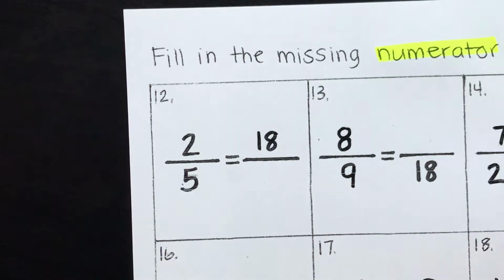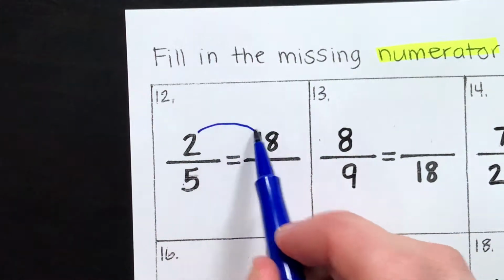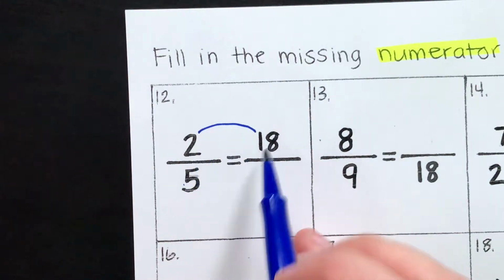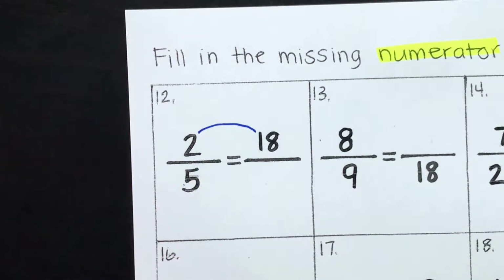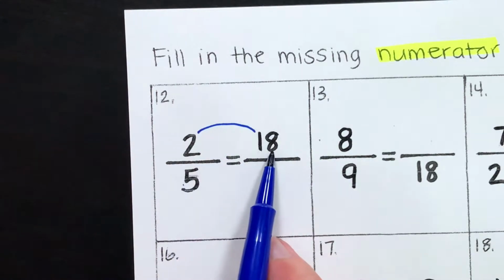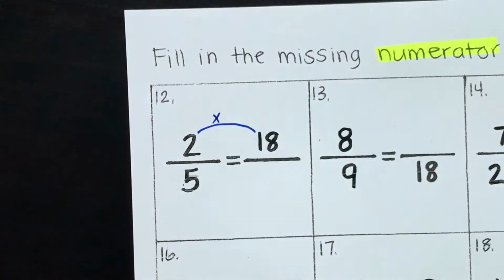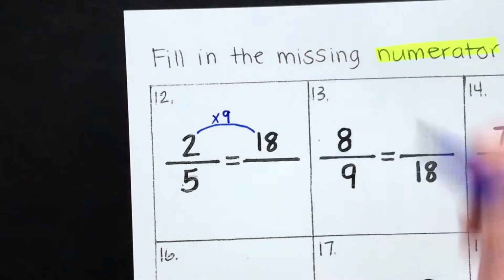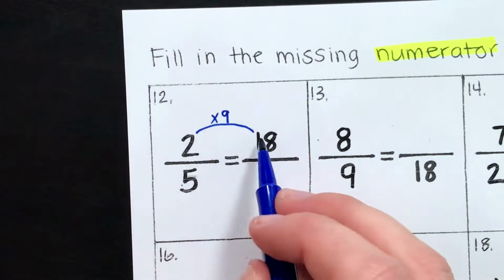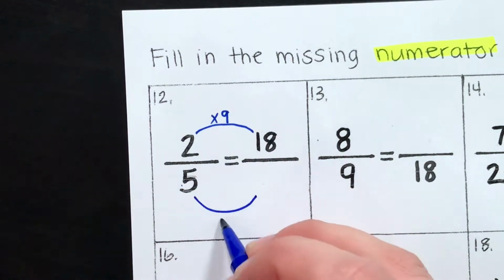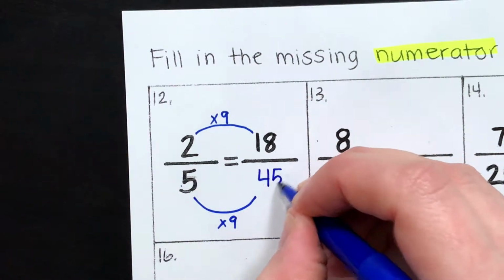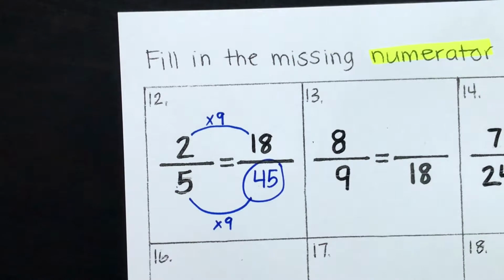So all you need to do is look at the two numbers that are next to each other and find the connection. Okay, so what is the connection between 2 and 18? You have to use multiplication or division. So it's getting bigger, so it's obviously going to be multiplication. So 2 times what gives me 18? Well, I know that 9 times 2 will give you 18. So 2 times 9, 18. So we have to multiply by 9 on the bottom too. All right, so 5 times 9, 45. 45 is our mystery number.